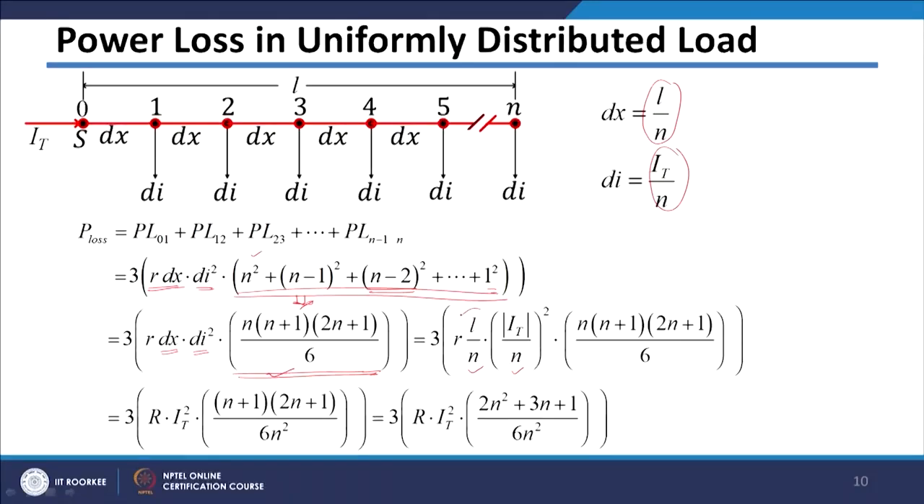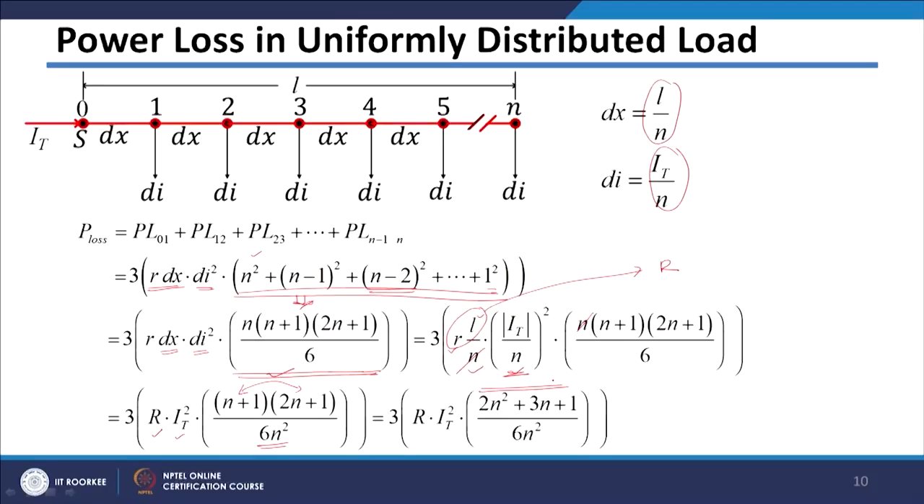In this case, R multiplied by L, R being the per unit length resistance multiplied by length, gives me the total resistance R. This n and this n will get cancelled out, and here we get one n square term. So, if you simplify it, R multiplied by L gives this capital R here, total resistance, IT square as it is, and this becomes 6 n square. Then if you multiply these two terms, I will get this term here, that is 2 n square plus 3 n plus 1.